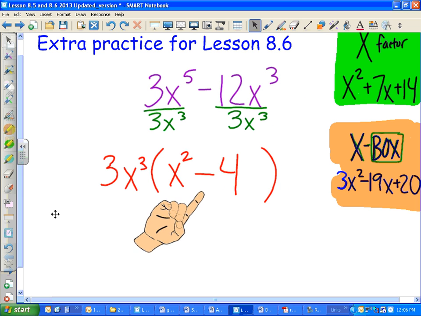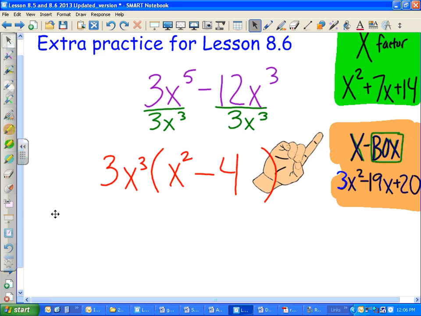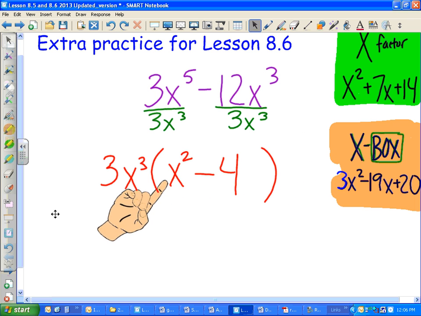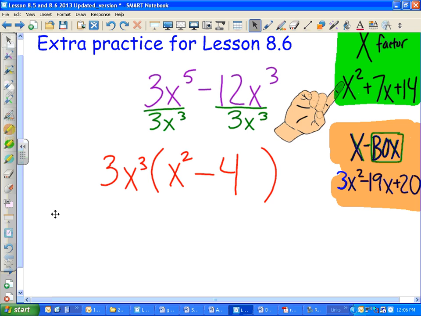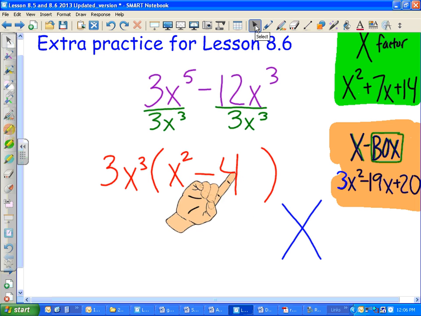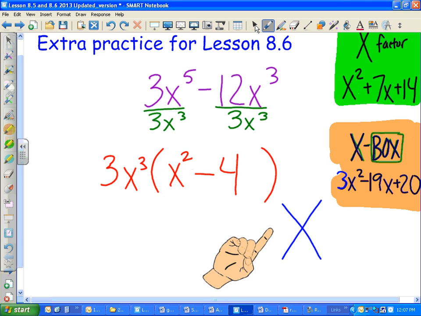Now, I'm going to do it the long way. I'm going to do one of these two methods. Does this in here look more like it's for the X only or the X box? And hopefully you're thinking, well, because there's no number in front of here, that it's the X only. So let's go ahead and do the X. Remember in the X, you put the last number in the top, and you put a middle number, whatever's in here in the middle, on the bottom. So let's go ahead and do that.